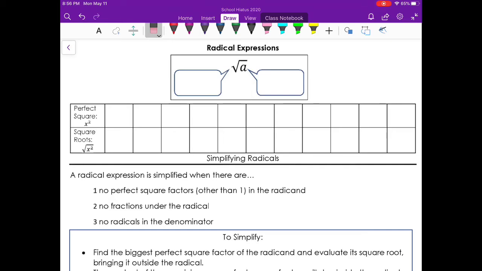In this lesson, we're going to be simplifying radical expressions. A radical expression has a couple of different components. First, you have the radical symbol itself and the contents of the radical symbol, which is called the radicand.